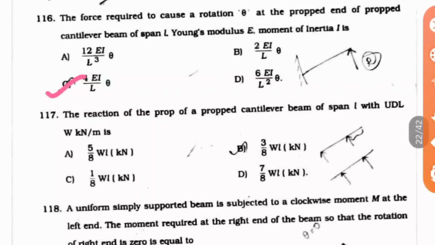Question 117. The reaction of the prop of a propped cantilever beam of span L with UDL throughout it. Then the prop reaction is what? So here option B, 3/8 WL. So all these values we will be studying in the strength of materials.